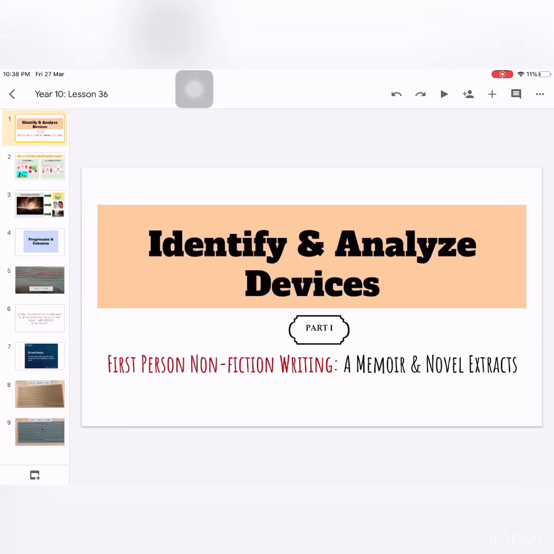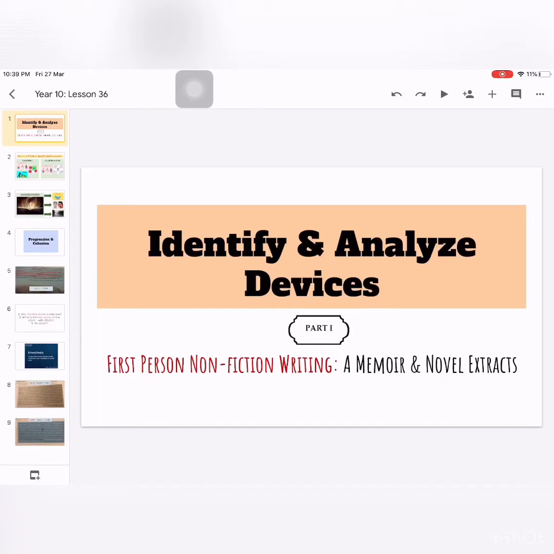Okay, today's topic is going to be something that you already kind of know, but in a different format. The ones that you have learned prior to this is about writing descriptive essay, because some of the devices that we use today kind of resemble that, but how to do it in another format, which is a memoir and novel extracts. Okay, this is part one, right?